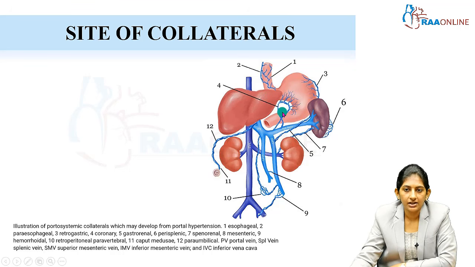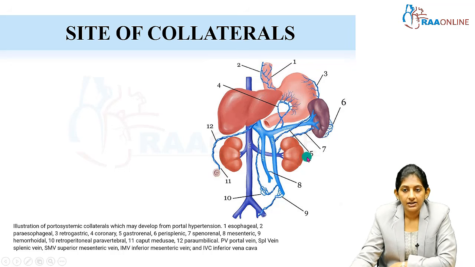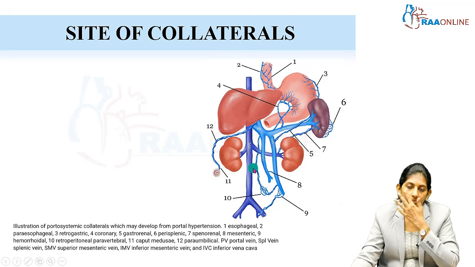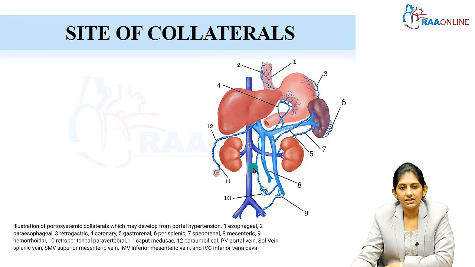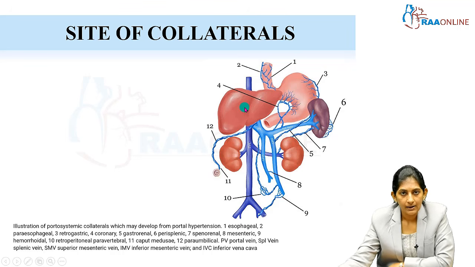This is the coronary collaterals, gastrorenal, splenic collaterals. The center one is the caput medusae, and you can see retroperitoneal, paravertebral, etc. These are the various sites of collaterals. Almost 12 sites of collaterals are present.